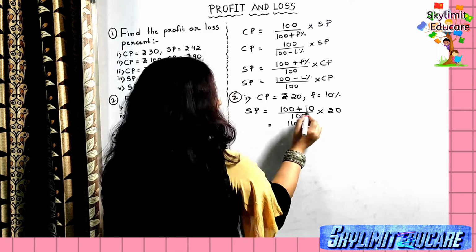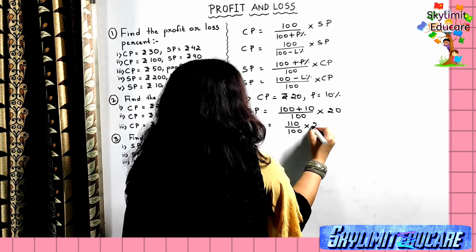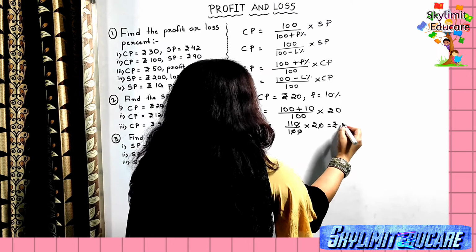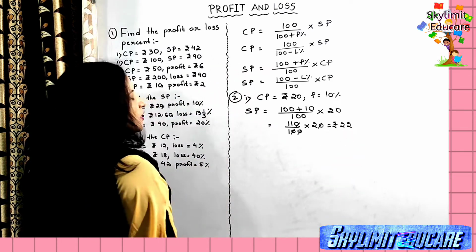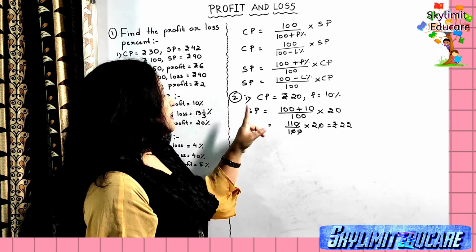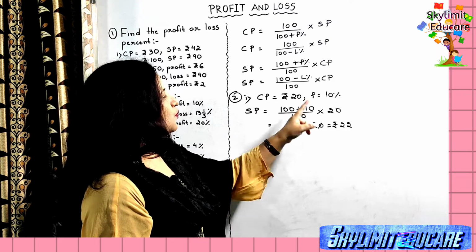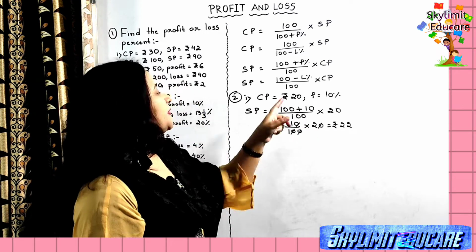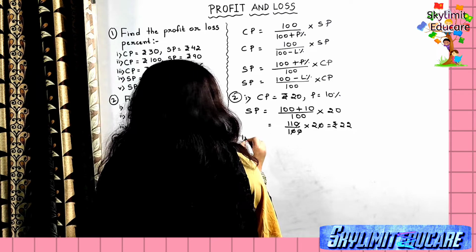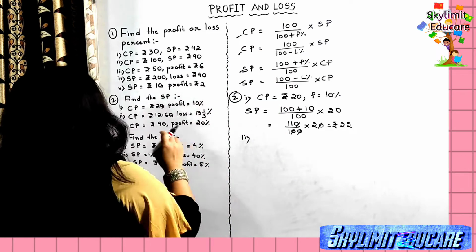So 100 plus 10 will give us 110 out of 100 multiplied to 20. Now we can easily cancel these 2 zeros, and how much do we get? Rupees 22. Here it's a 10% profit, so obviously SP will be greater than CP. And the SP you got is 2 rupees more than the cost price, right? In this manner you're going to solve it. Just remember these 4 formulas, it's very important. Now let's come to the next one.